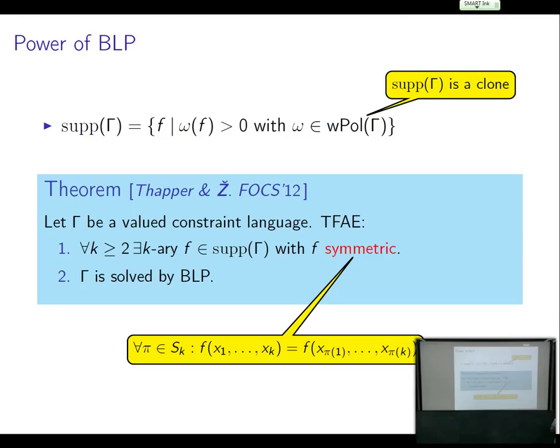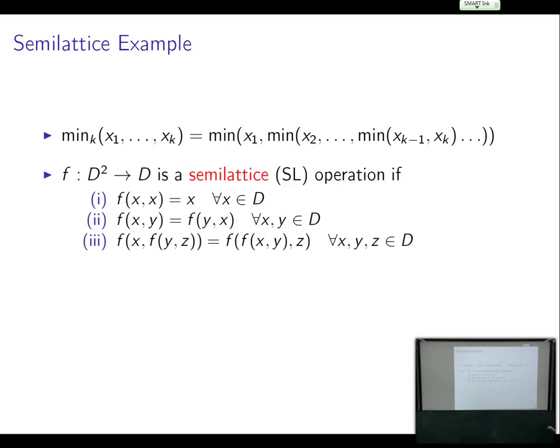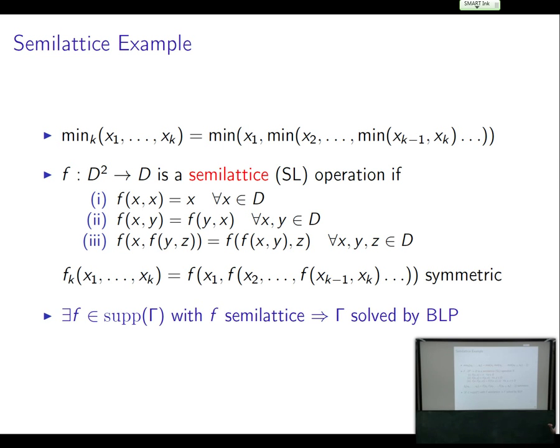So is this of any use? Well, this condition is an algebraic condition that gives you an idea what's going on. It's fair to say that we don't even know whether this is a decidable condition, but it can be surprisingly powerful. And here's an example. We all know that if I give you a binary min, you can build a k-ary min fairly easily, like this way. And in general, you can do it for the so-called semilattice operation. Semilattice is a binary operation that is idempotent, commutative, and associative. And if I give you a binary semilattice operation, you can build a k-ary symmetric operation. And you can do this for any k. What does it mean? It means that if you have language gamma and its support contains a semilattice operation, by the previous theorem, gamma is solved by BLP.